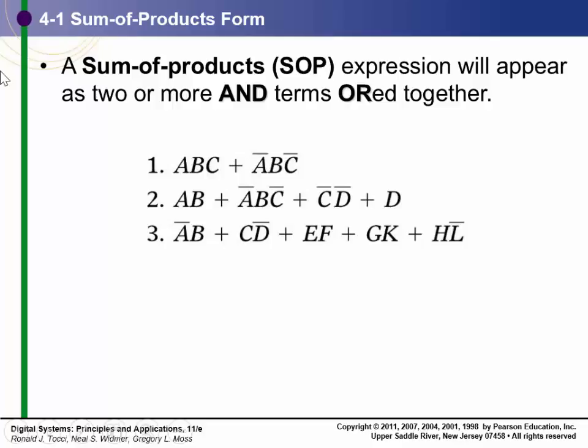So let's talk a little bit about sum of products. When we look at a sum of products here, we've got a product term right here, A, B, and C. This is another product term: A naught, B, C naught.